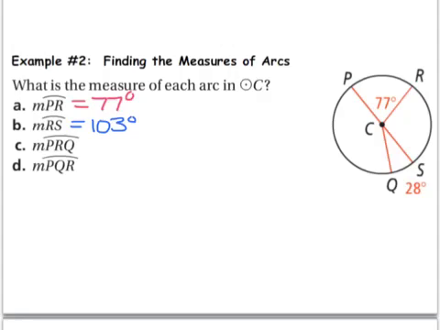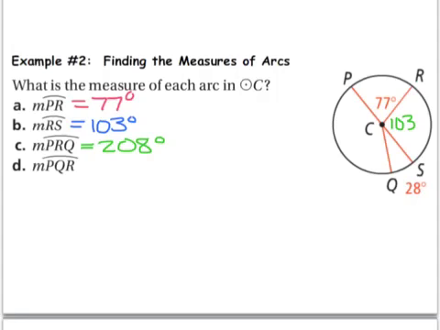Part C, let's find the measure of arc PRQ. For PRQ, we just found that arc RS was 103 degrees. And we know that PR is 77, RS is 103, and SQ is 28. So using the arc addition postulate, we know that the measure of arc PRQ is equal to 208 degrees.